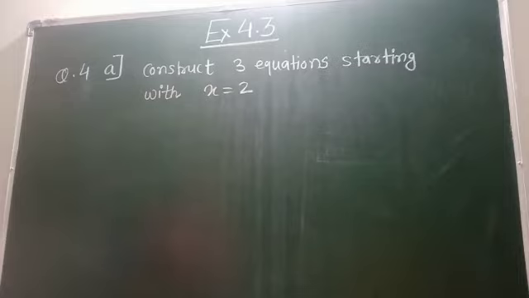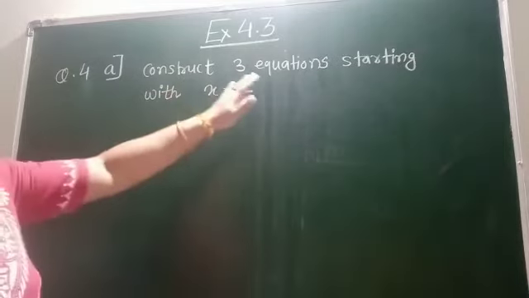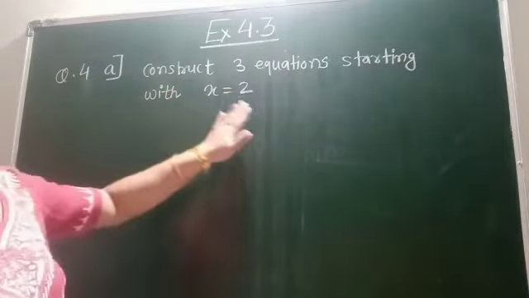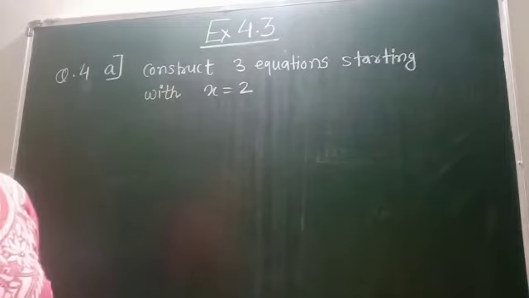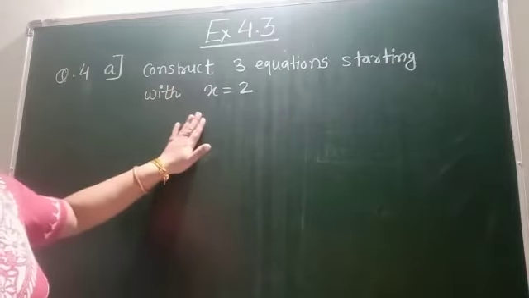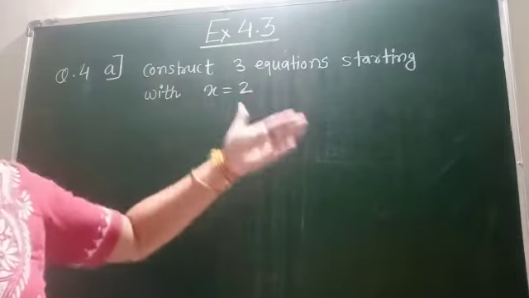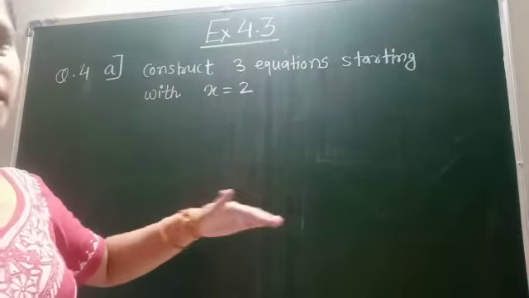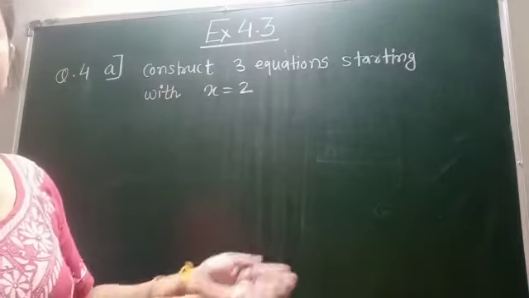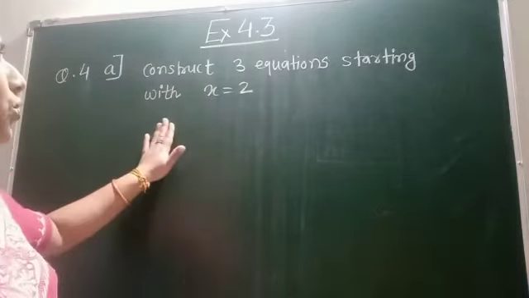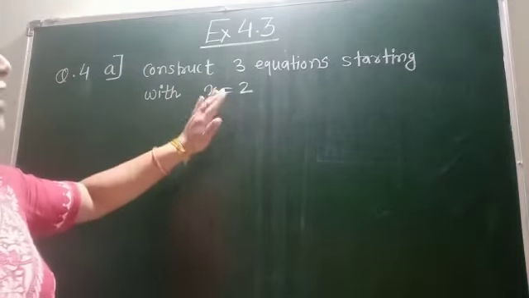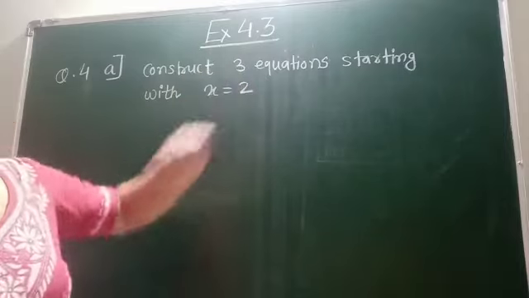Question number 4, A part. Construct three equations starting with x equals 2. Student, in this particular question, you have to make equations. In previous questions, equations were given and we found the solution. But in this question, the solution is given and from this solution we will make the equations.